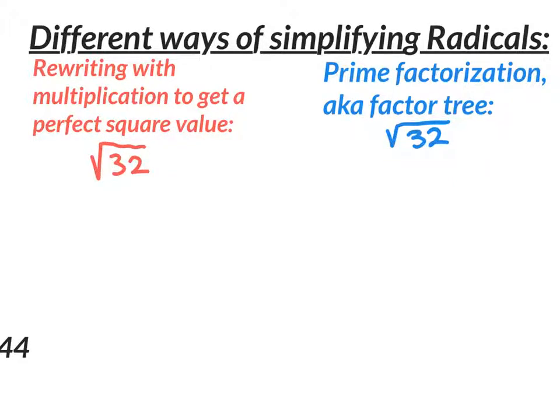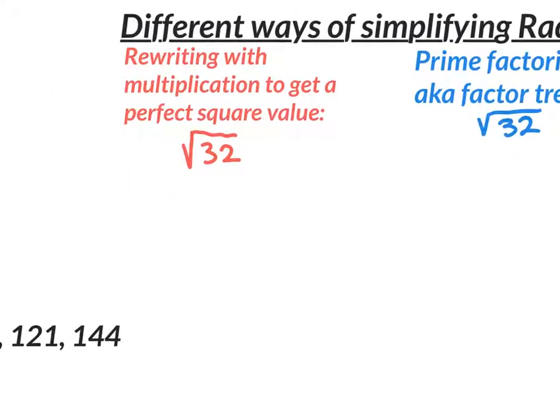Okay. So we have two different ways of simplifying radicals. Different teachers teach it different ways. I've always said that rewriting with multiplication to get a perfect square value, that's what I've taught you. So this is not a perfect square value, it's 32. So I always say make a perfect square number list.